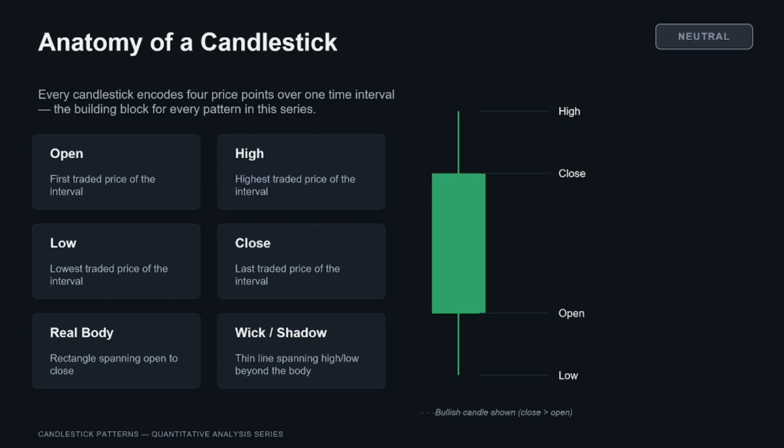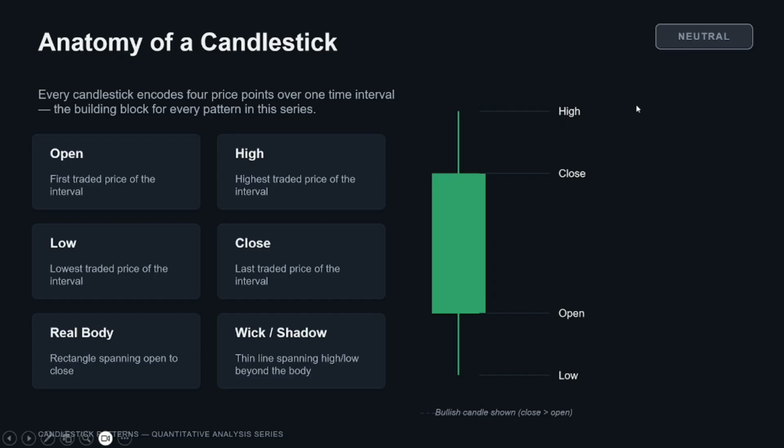Before we define the patterns, we must standardize our language. Every candlestick encodes 4 price points: open, high, low, and close. The real body spans open to close. The wick spans high and low beyond the body. In this guide, we use consistent color coding: green for bullish, red for bearish, gray for neutral or indecision.